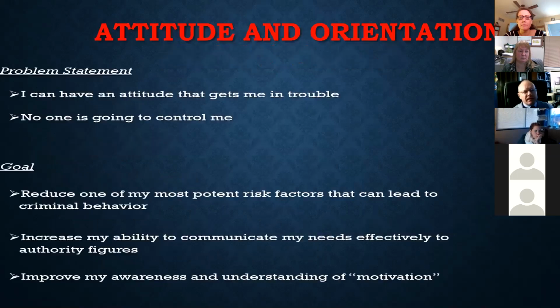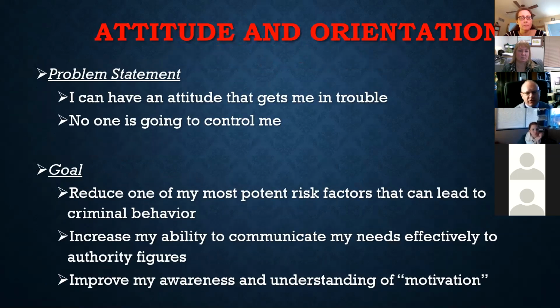So let's take attitudes and orientation. Okay, they score high. This is one of the case plan goals that we're going to work on. Here's the problem statement. I have an attitude that gets me in trouble. No one is going to control me. The goal is to reduce one of my most potent risk factors that can lead to criminal behavior, increase my ability to communicate my needs effectively to authority figures. Again, think about someone maybe having a problem with their boss. Improve my awareness and understanding of motivation. So that's the goal.